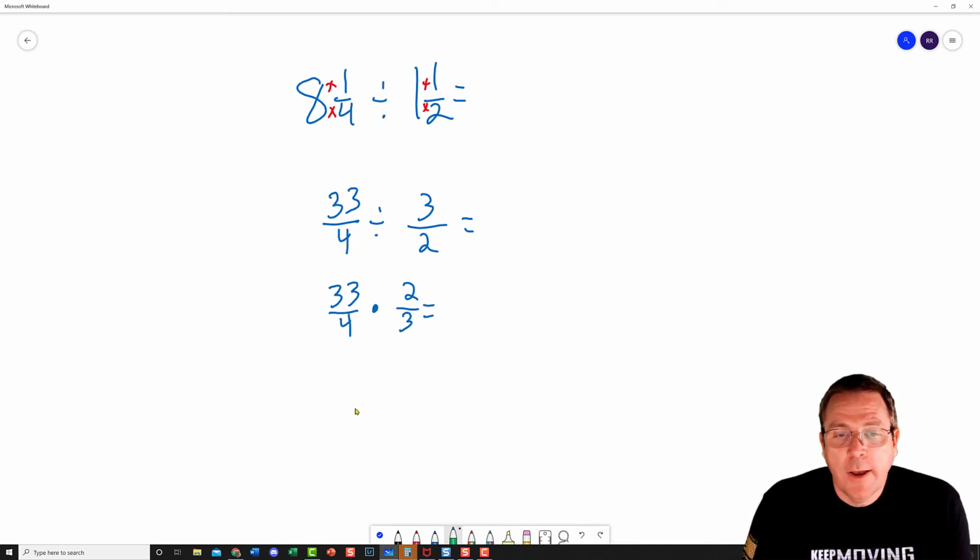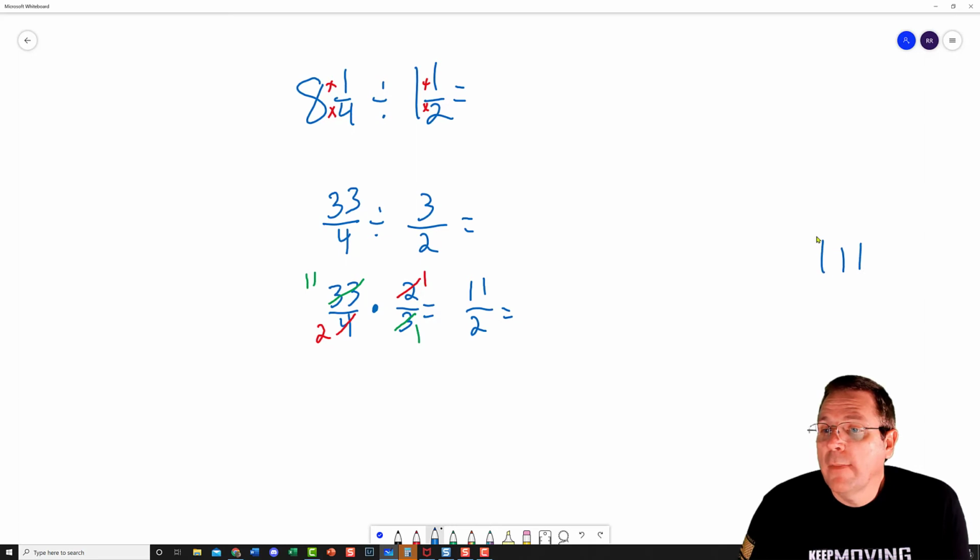Time to simplify, and there's a lot of simplifying we get to do here. 3 goes into 3 once, 3 goes into 33 11 times, but we're not done. 2 goes into 4 twice, 2 goes into 2 one time. Now we're done. Now it's time to multiply. 11 times 1, that's going to be 11. 2 times 1, that's going to become 2.